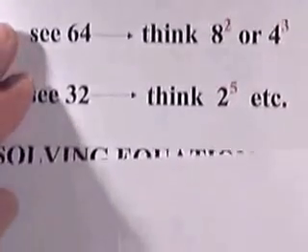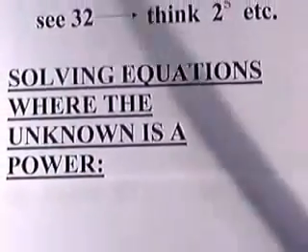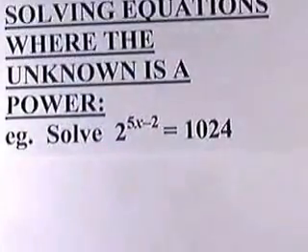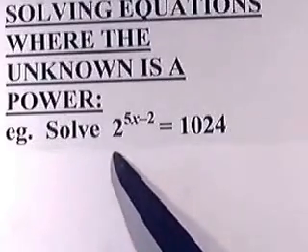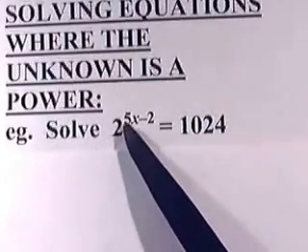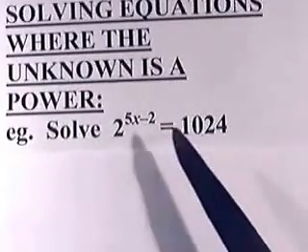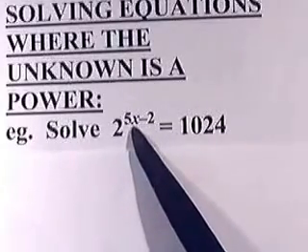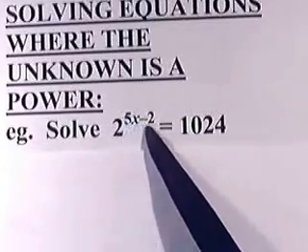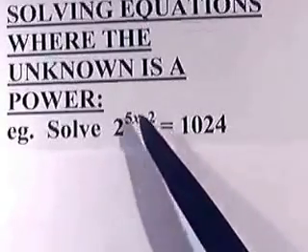Okay, we now have to move on to actually using these things to solve equations where the unknown is a power. Okay? Let's do an example. Supposing you saw a thing like this. Could well be in a GCSE exam. 2 to the power of 5x minus 2 is equal to 1024. Well, here the unknown is x, and that x is actually part of the power here. It's 2 raised to all of that.